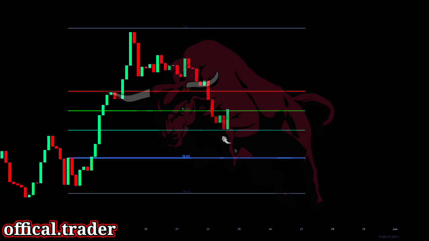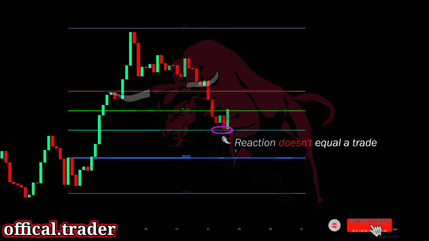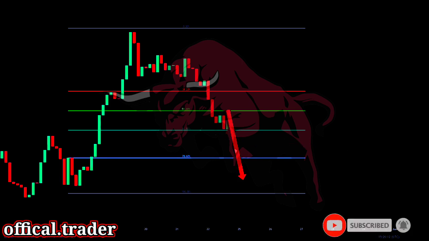Now, as price approaches the 61.8% level, notice what's happening. The price showed a small reaction at this area as it failed to break below it multiple times. But remember, a reaction doesn't equal a trade, because price can always react to a level but still break right through, and so you need further confirmation.